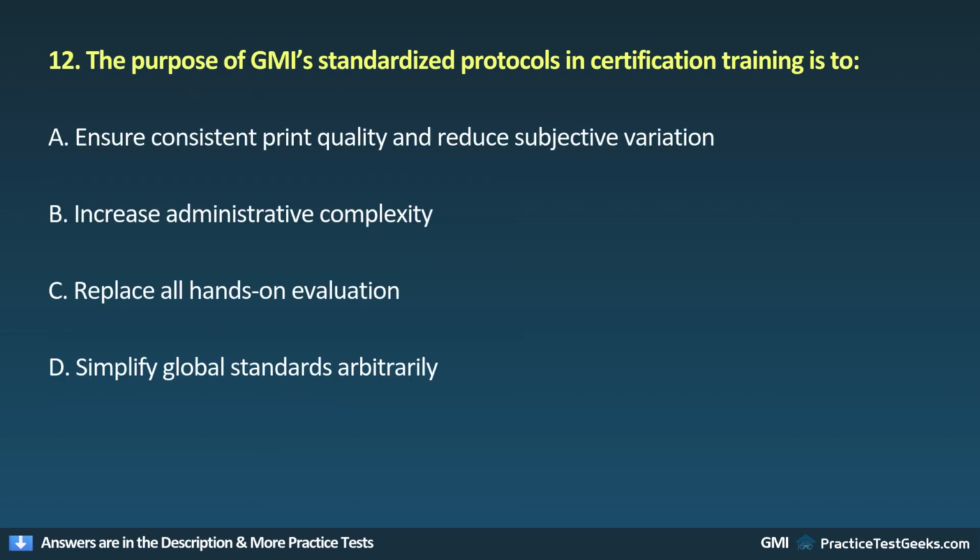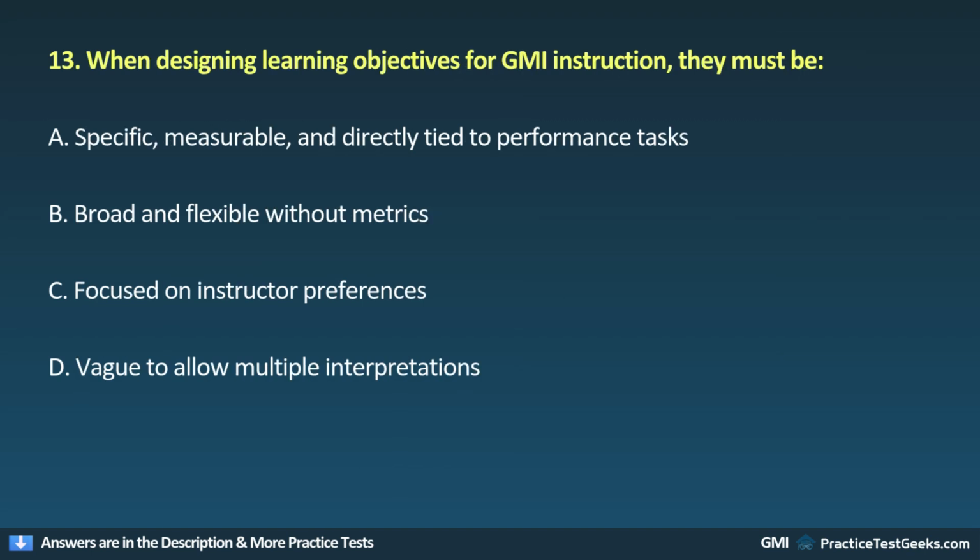The purpose of GMI's standardized protocols in certification training is to A. Ensure consistent print quality and reduce subjective variation. B. Increase administrative complexity. C. Replace all hands-on evaluation. D. Simplify global standards arbitrarily. 13.